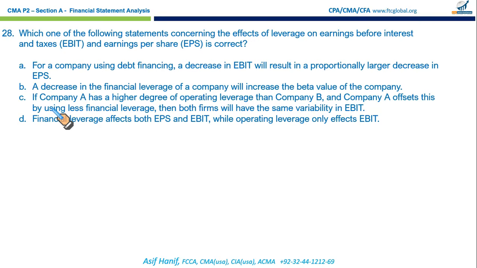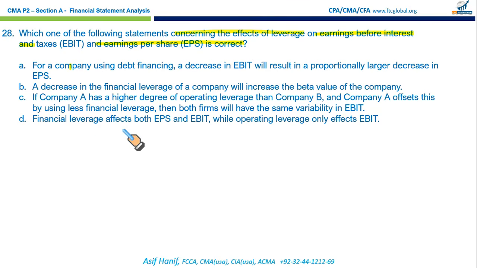Next, a bit longer; each option needs to be weighed carefully. It says which of the following statements concerning the effects of leverage on earning before interest and tax and the earning per share is correct. Every option must be read very carefully. It's a very tricky question, and questions like these are the ones that cause trouble in the exam. So each option has to be thought about. You can't just simply jump on every option. Let us move in the reverse order.